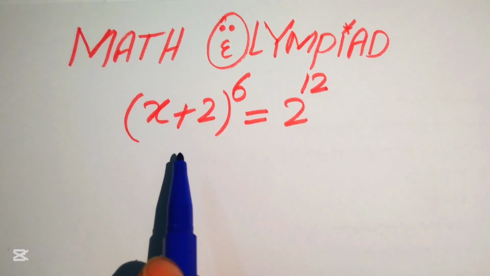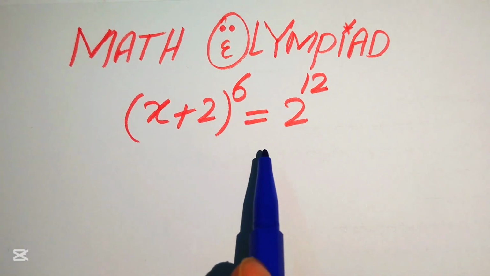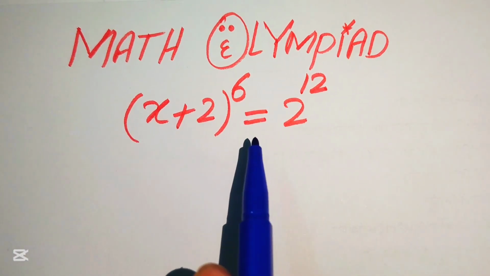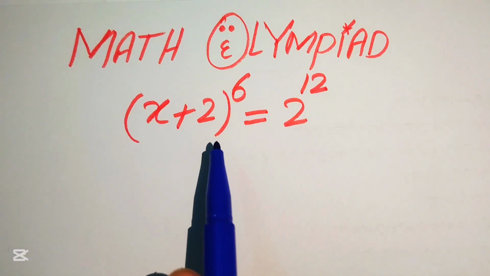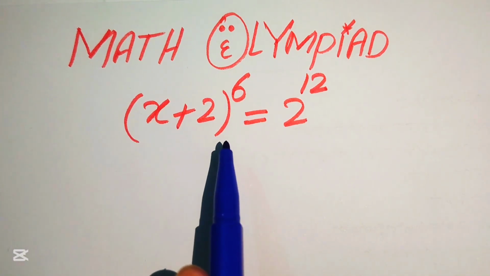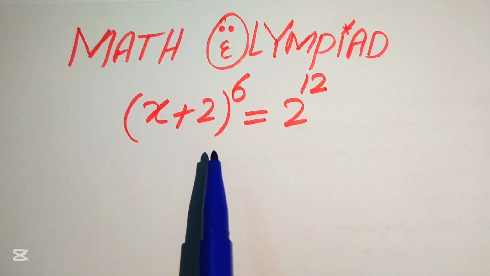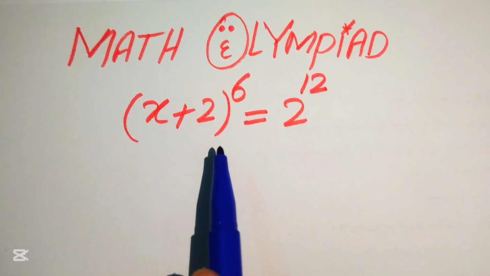So here we have (x+2)^6 = 2^12, and we solve this problem for the values of x. Here you see that this is a sixth order equation. So in this problem we can find all 6 roots of this equation.